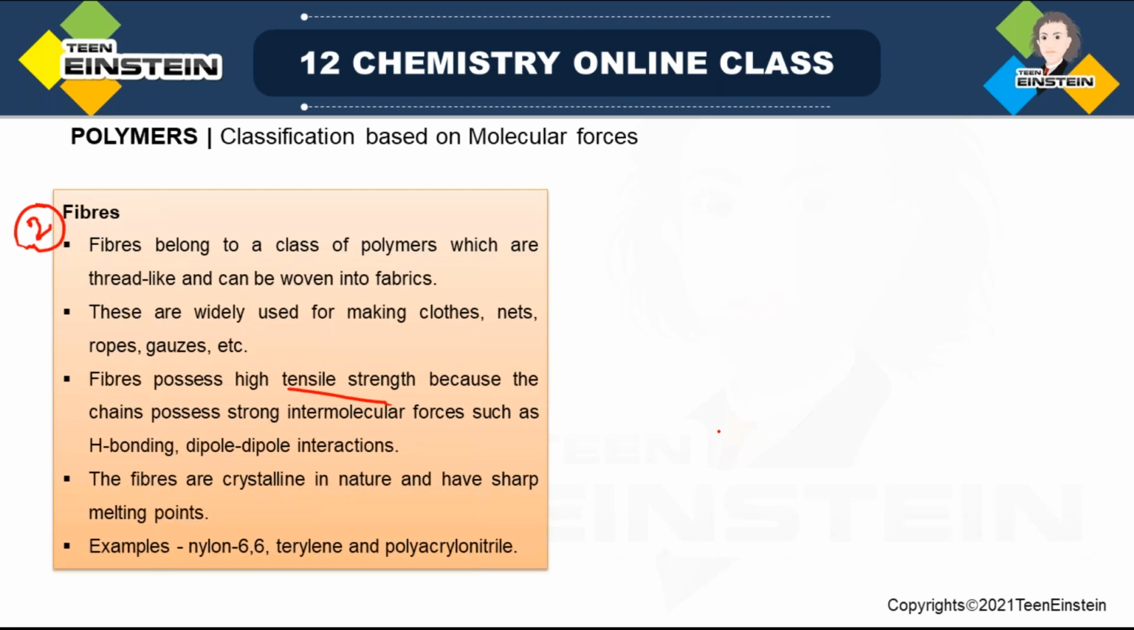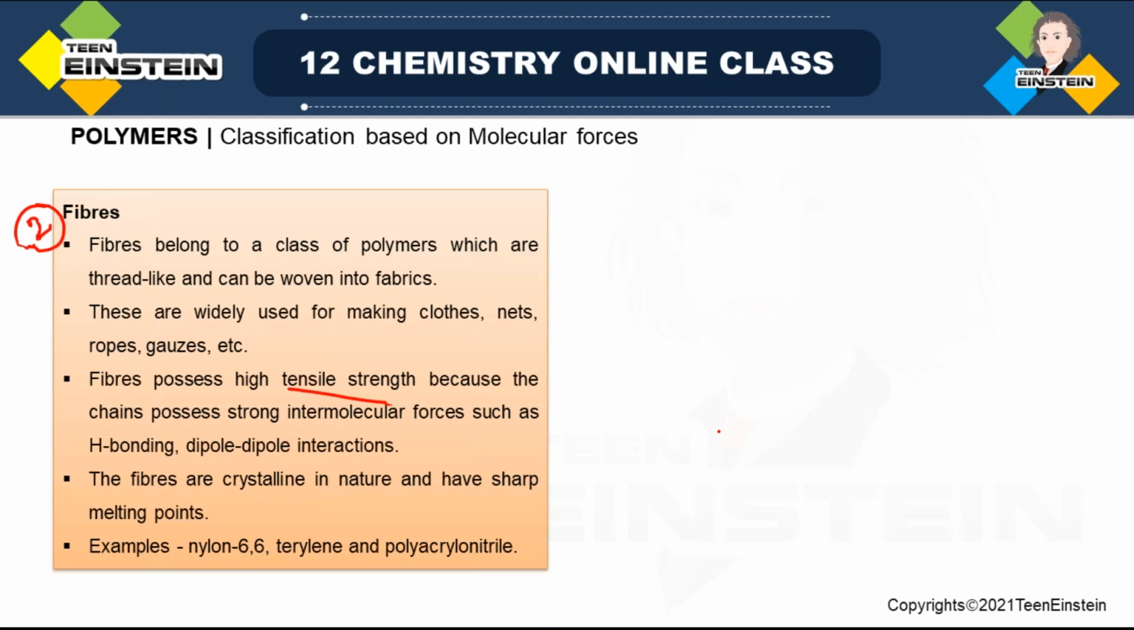So in the previous case, we have seen intermolecular forces are very weak. Now it is strong. What type of intermolecular interaction? Dipole-dipole interaction. Then hydrogen bonding. So all these are really very strong. Different types of intermolecular forces are there. Among these, 2 are strong. Okay, and it also has some crystalline nature and sharp melting point. Examples: Nylon 6,6, then terylene, also known as dacron, and polyacrylonitrile.